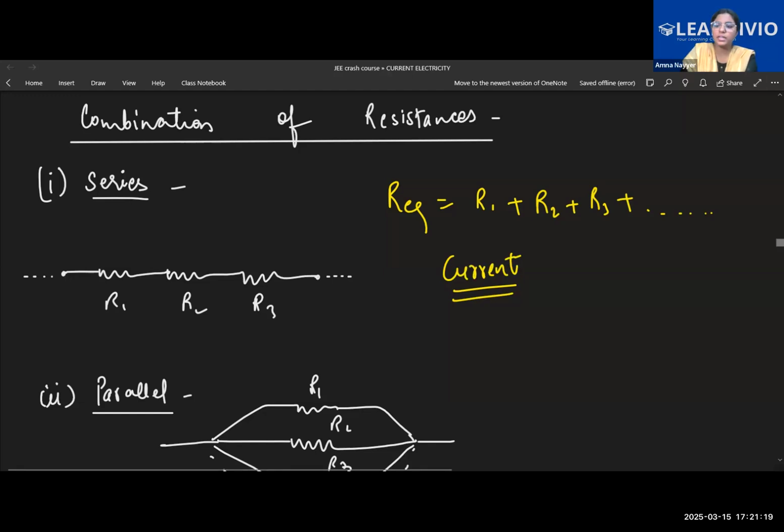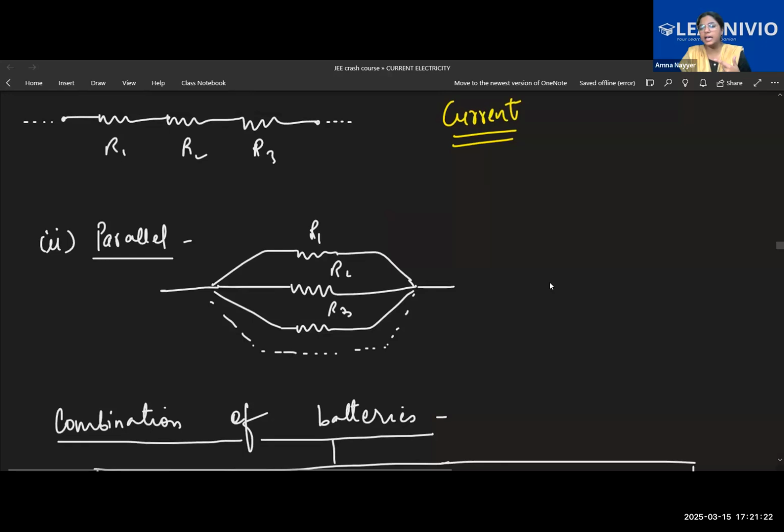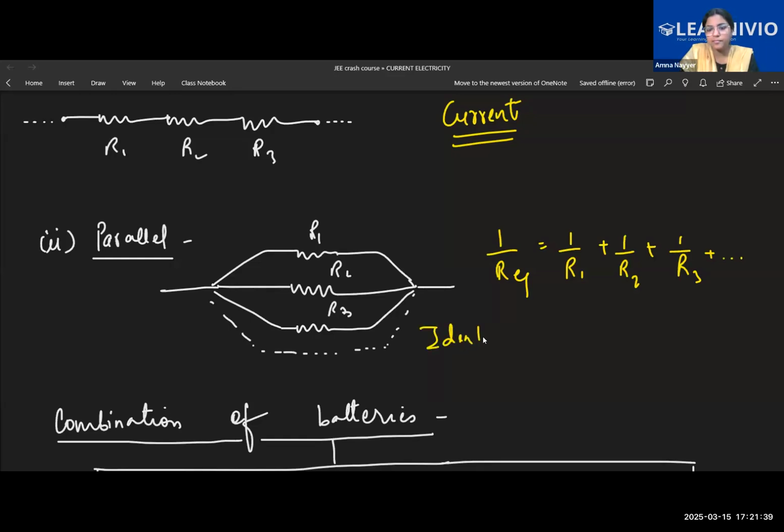Then we have parallel combination, where we add reciprocally: 1 by R equivalent is 1 by R1 plus 1 by R2 plus 1 by R3, up to however many resistors are connected. If the resistors are identical, then divide the resistance by the number of identical resistors. This is also helpful, and you already know this. Here the voltage remains the same.